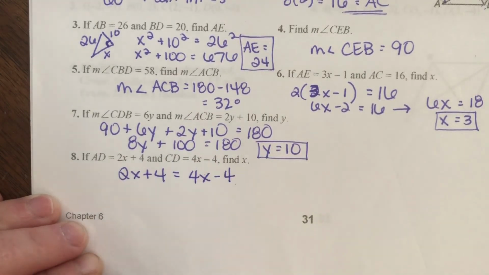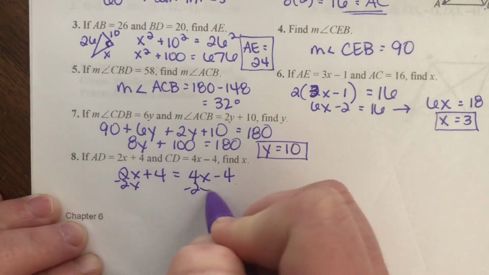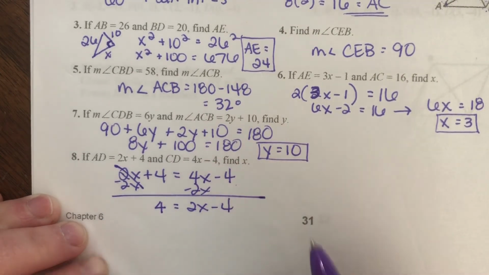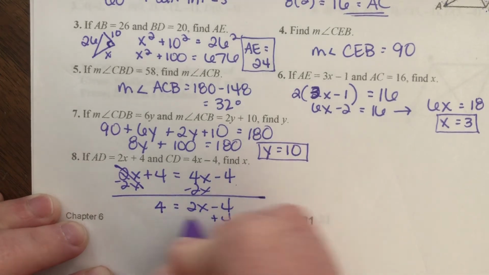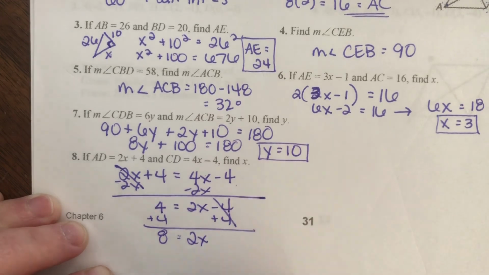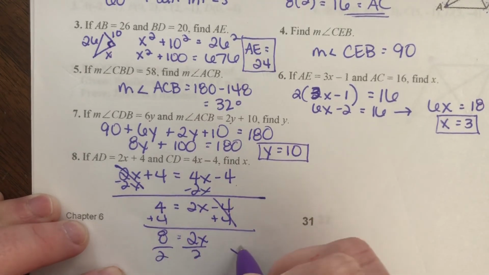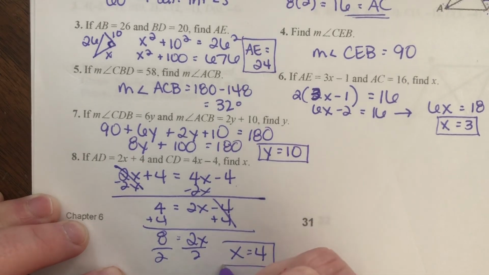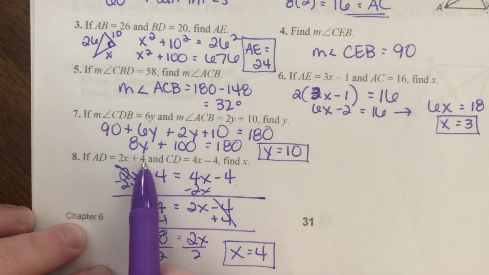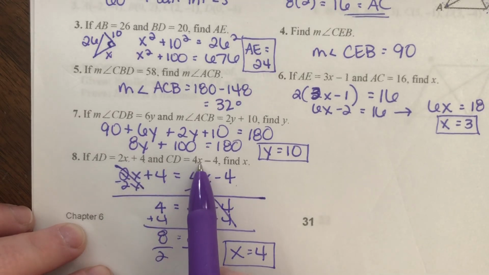Get rid of my smallest x. 4 equals 2x minus 4. I'm trying to get x alone. 8 equals 2x. Divide both sides by 2. So x is going to equal 4. And you can always plug it back in and try it. 2 times 4 is 8, plus 4 is 12. 4 times 4 is 16, minus 4 is 12.